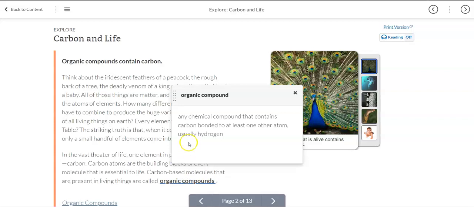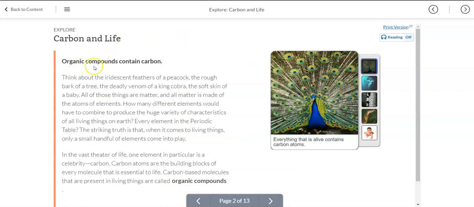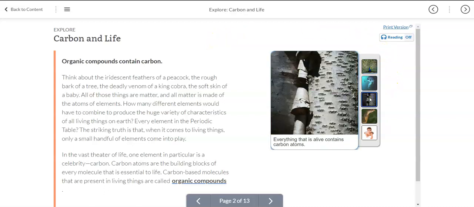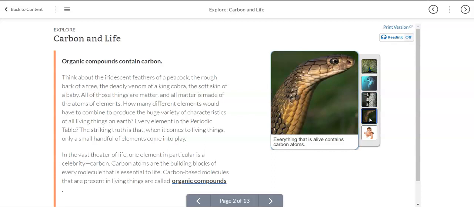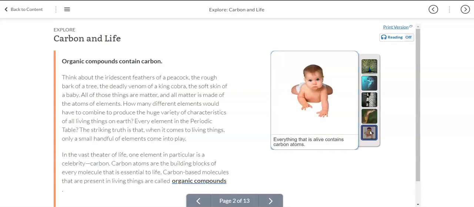It says an organic compound is any chemical compound that contains carbon bonded to at least 1 other atom, usually hydrogen. Okay, so organic compounds contain carbon. We know that now. Think about the iridescent feathers of a peacock, the rough bark of a tree, the deadly venom of a king cobra, and the soft skin of a baby. All of those things are matter, and all matter is made of the atoms of elements. How many different elements would have to combine to produce the huge variety of characteristics of all living things on Earth? Every element in the periodic table.